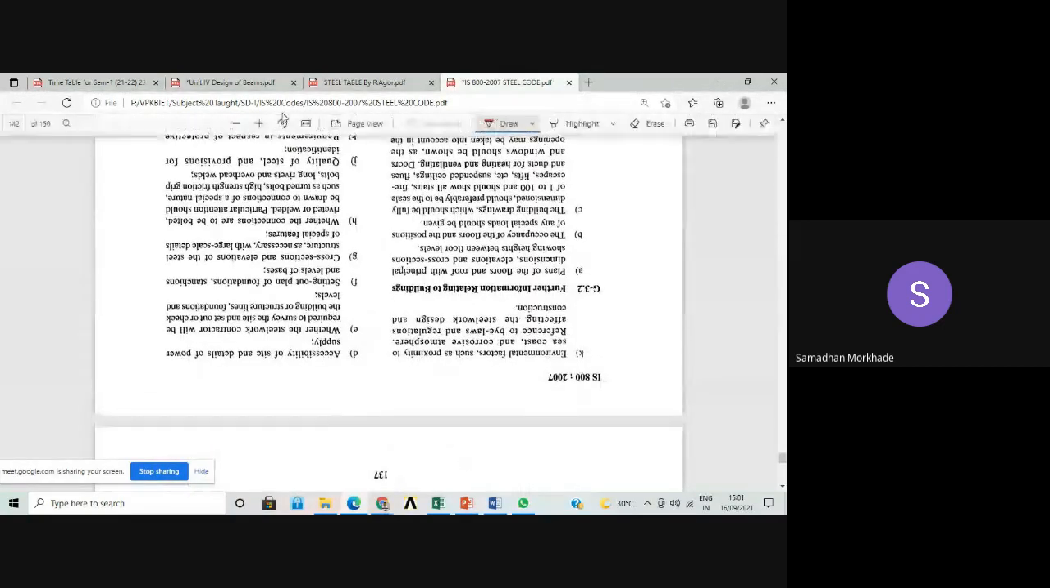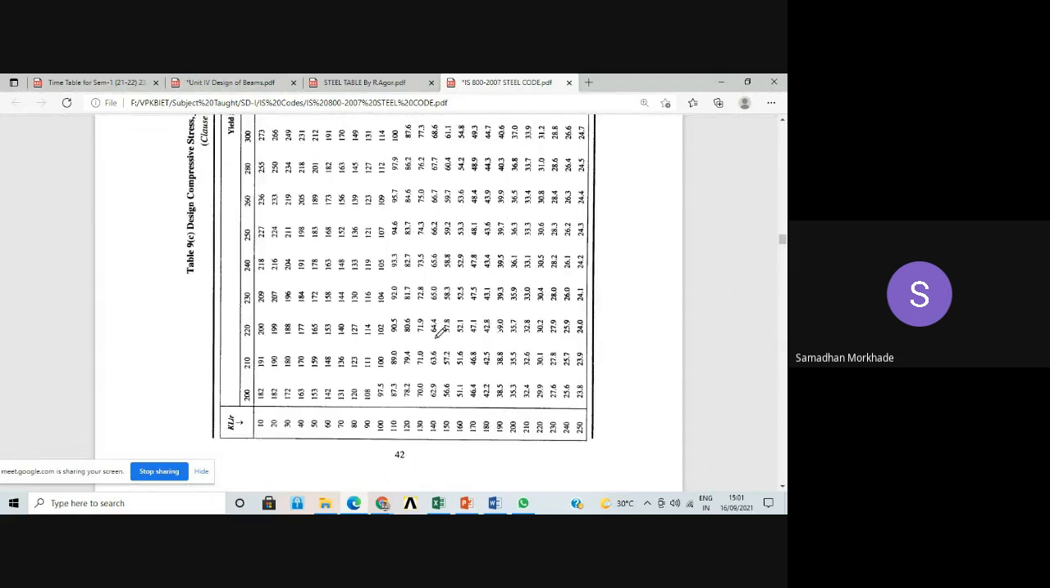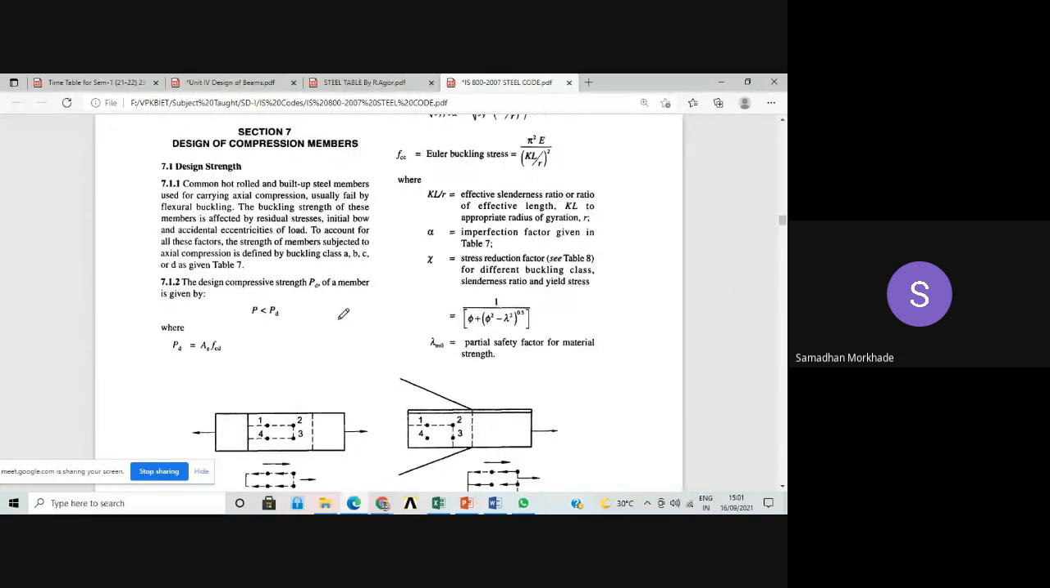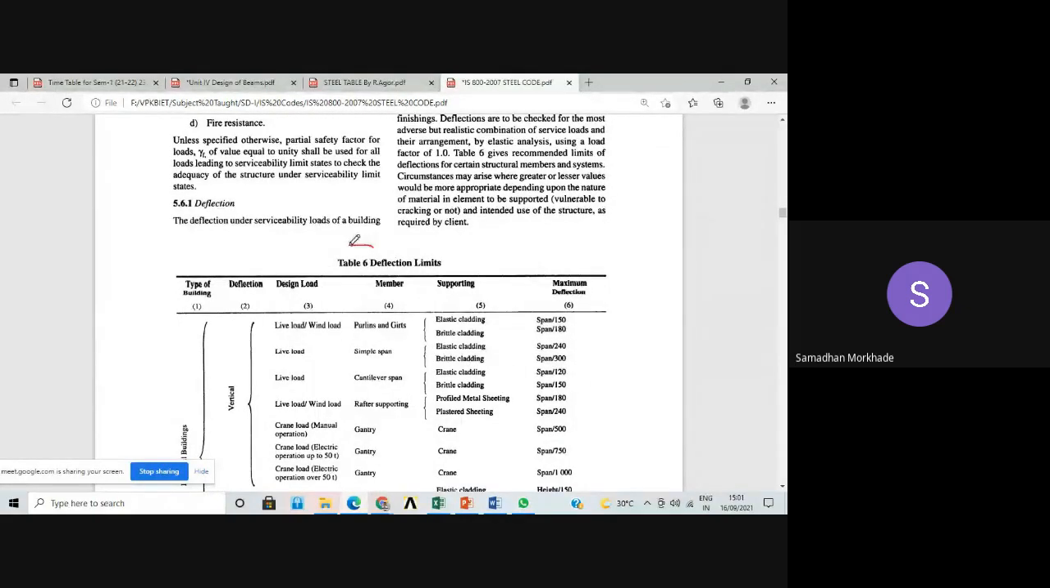Just wait, I will rotate it. Yes, page number 31, table number 6. See the title, deflection limits. These are the permissible deflection limits.